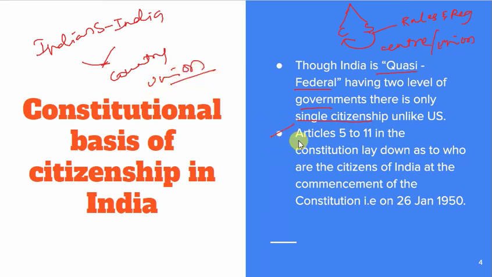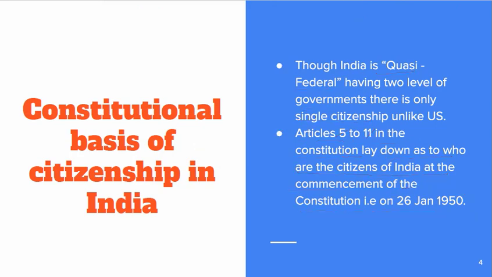And now, Articles 5 to 11 in the constitution lay down who are the citizens of India at the commencement of the constitution on 26 Jan 1950. See, the commencement of our constitution happened on 26 Jan 1950. Since then, these 7 articles, 5 to 11, define citizenship in our constitution. So let's see what those articles are.